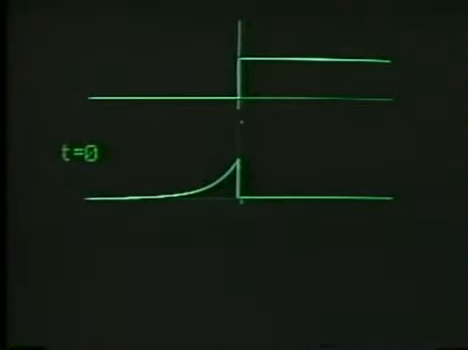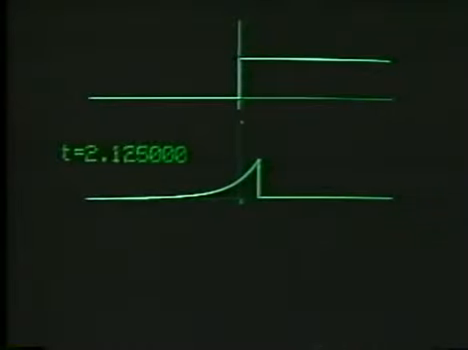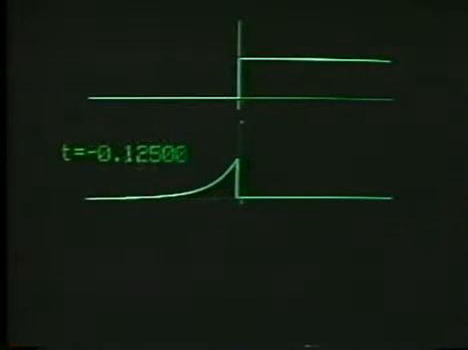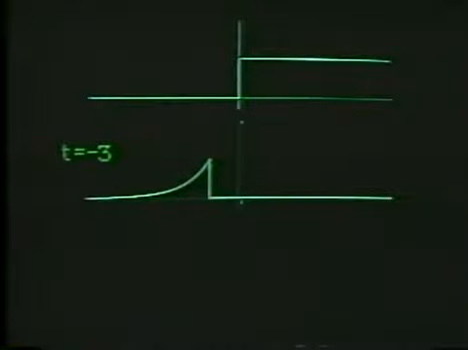Let's first just look at h of t minus tau for t positive, corresponding to shifting h of minus tau to the right. And here we have t increasing. Here is t decreasing. And we will want to begin the convolution with t negative, corresponding to shifting h of minus tau to the left.